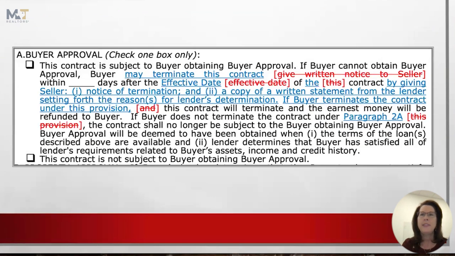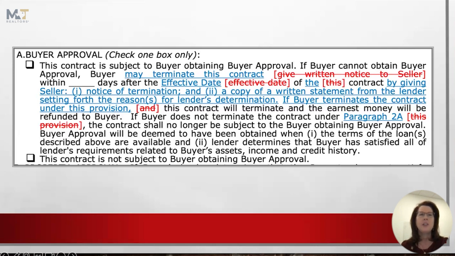Got that? So here's what that's going to look like. Sorry that I'm having to move this around. So here's what it says. Buyer approval. Box 1, this contract is subject to buyer obtaining buyer approval. If buyer cannot obtain buyer approval, buyer may terminate this contract within so many days, that's negotiable, after the effective date of this contract by giving seller, it's a little i, notice of termination, and a copy of a written statement from the lender setting forth the reason or reasons for lender's determination.